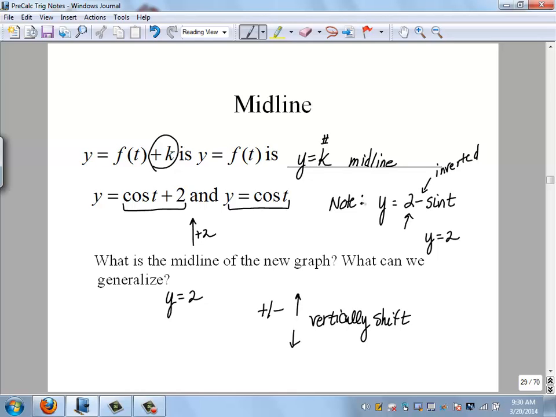So you can rewrite it and put it at the end if you want. So you really could write this as y equals negative sine t plus 2. Okay, so you can rewrite it if you need to, but I just want to let you know sometimes they throw it up front.